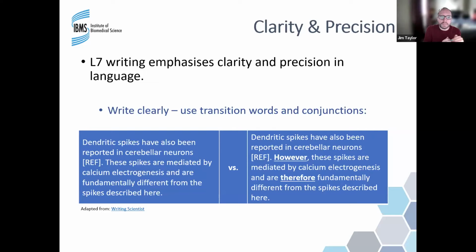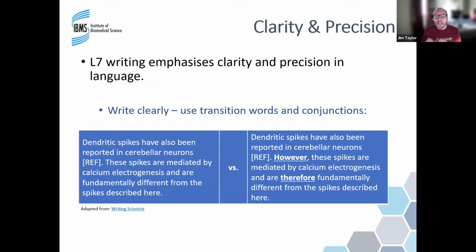So these spikes are mediated by, and so on. That may be a very relevant point, but if I don't understand why the author has gone down this route in the next sentence, if I've got no transition word to help lead me in, it's difficult to understand the context of that second sentence until I get right to the very end of it, where it says fundamentally different from the spikes described here.